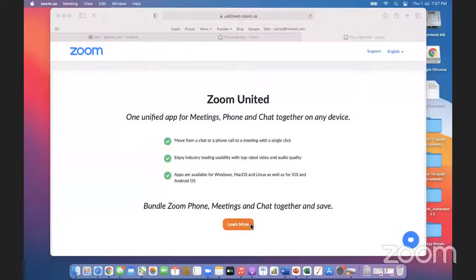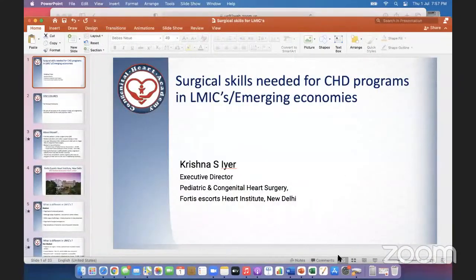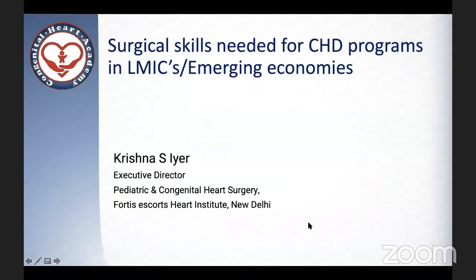Marcelo, thank you so much for that excellent overview. I think we're running a little behind, so we'll push on. Our next speaker is Dr. Krishnan Iyer. I think he needs no introduction. He's going to speak to us on training surgical skills needed for open and closed cases for CHD programs in emerging low and middle income countries.